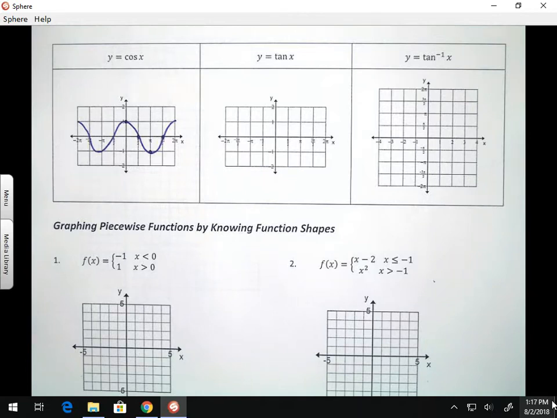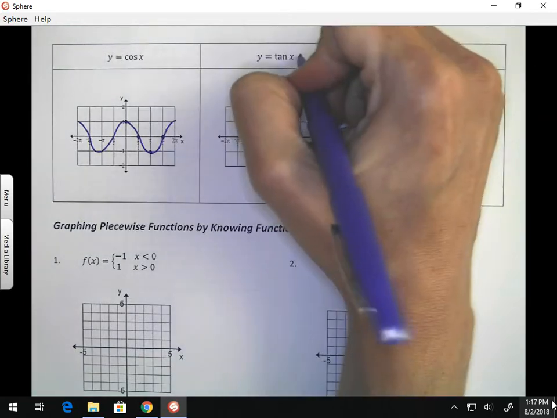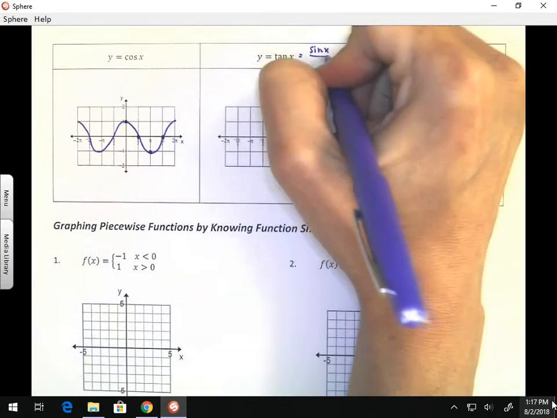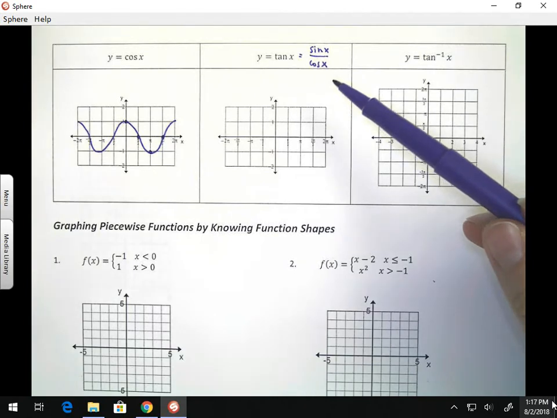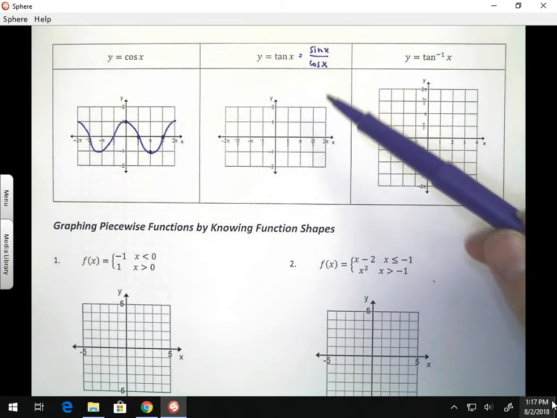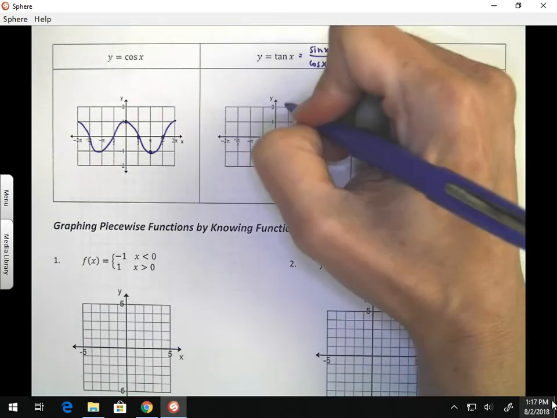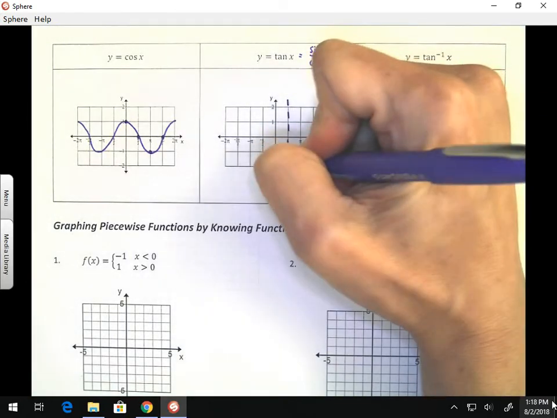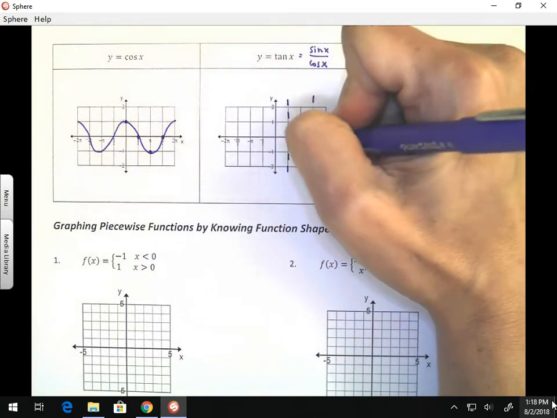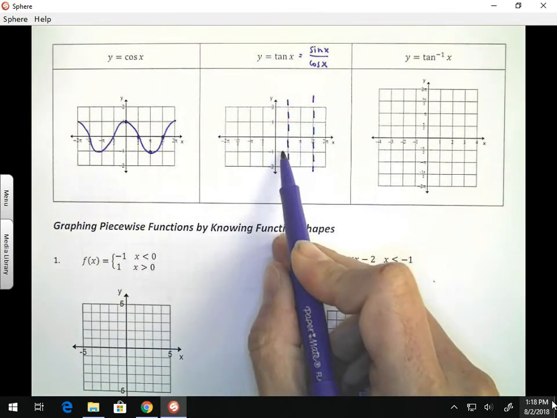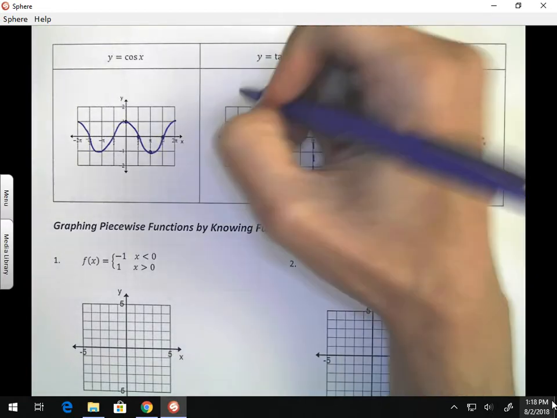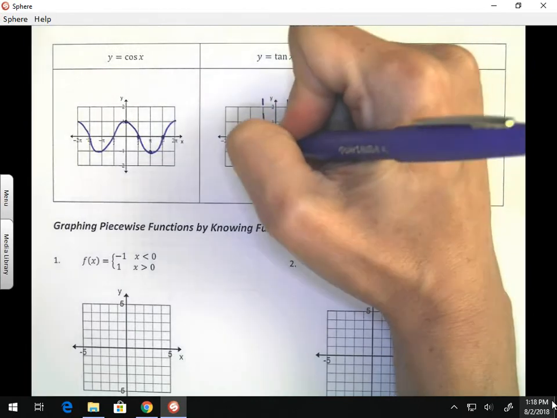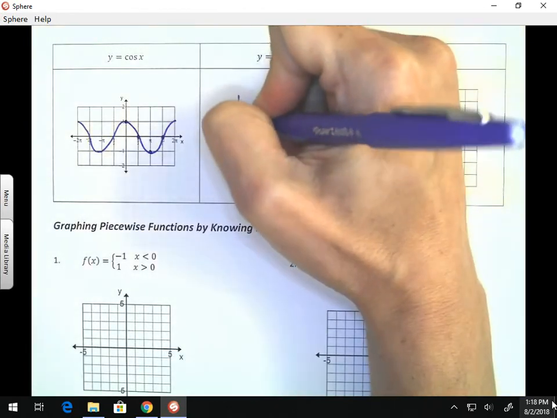Now, for tangent, we have to be careful here. We know that tangent is equal to the sine of x over the cosine of x. So obviously, we're going to have some vertical asymptotes wherever cosine of x is equal to 0. And we know that happens at the odd multiples of pi over 2. So I'm going to sketch in pi over 2, and at 3 pi over 2, we have that. So then we're going to have, again, asymptotes at negative pi over 2 here and negative 3 pi over 2.